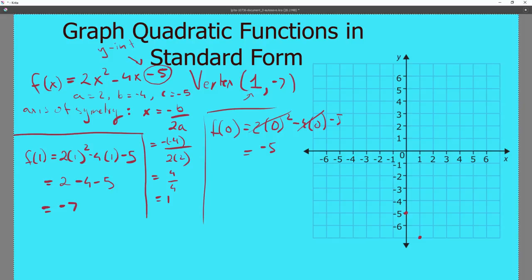You might want to write this down in your notes so you can look back at it. That's your y-intercept. Write down how to find the vertex. It's the whole process: x is negative b over 2a, that's your axis of symmetry, and you find the vertex like that.